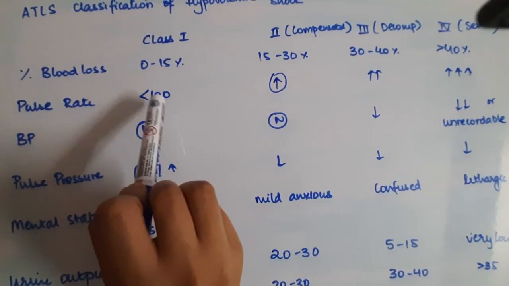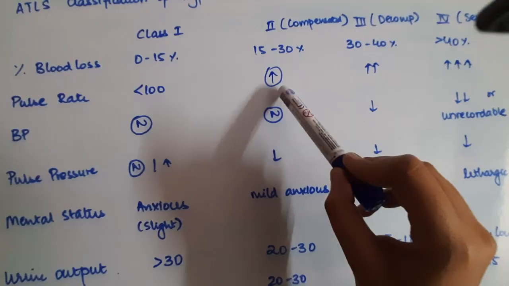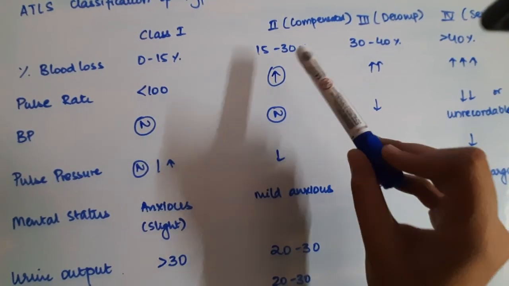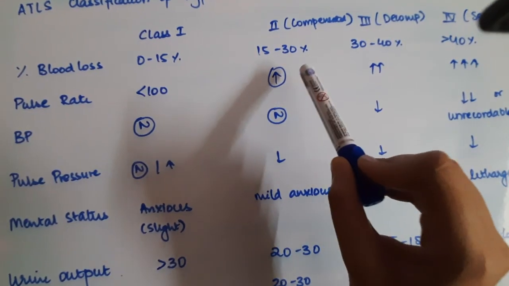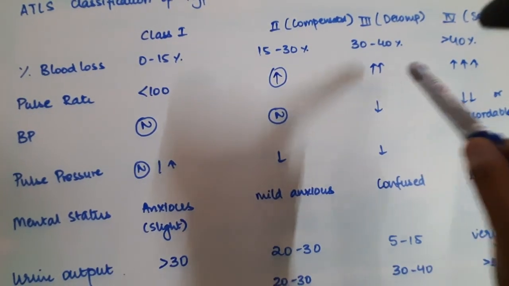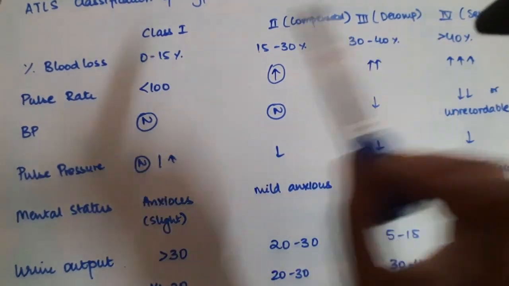In class 1, the pulse rate is usually normal and it starts to rise mostly by class 2. So pulse rate first rises in class 2 shock. Eventually it increases even more and is the maximum in class 4 shock.